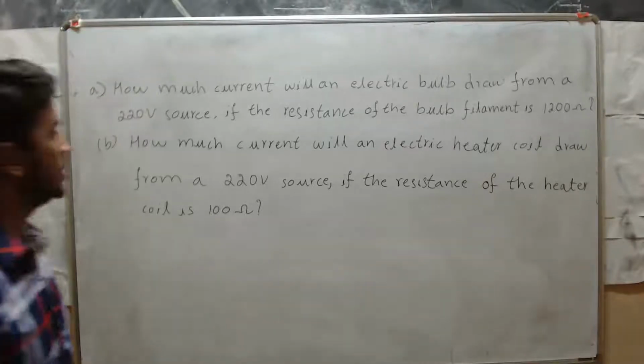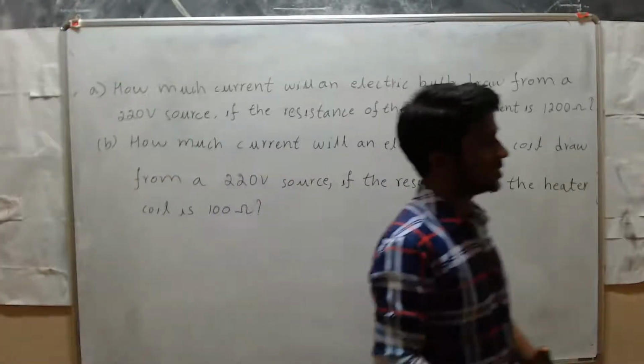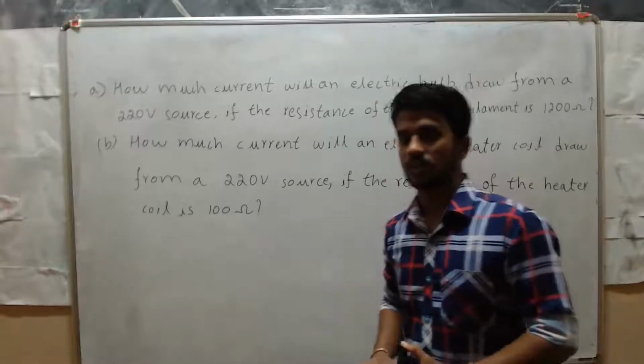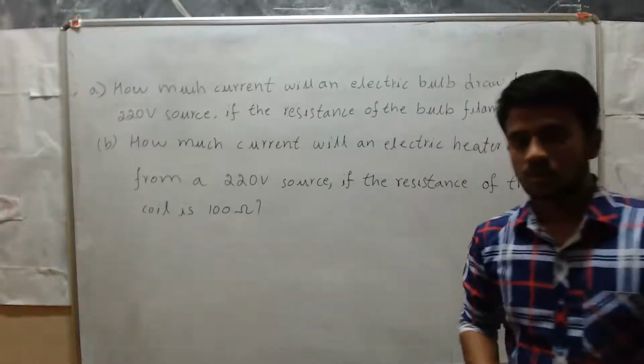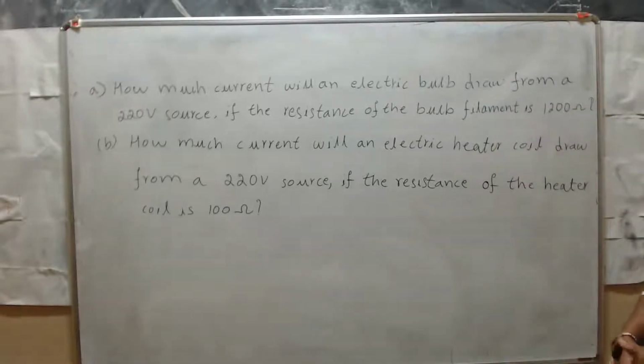We already know, right, we can relate electric current to voltage and resistance using the formula, that is V is equal to I into R. Yes, put your answer in the comment box. So what is the answer for the first question?